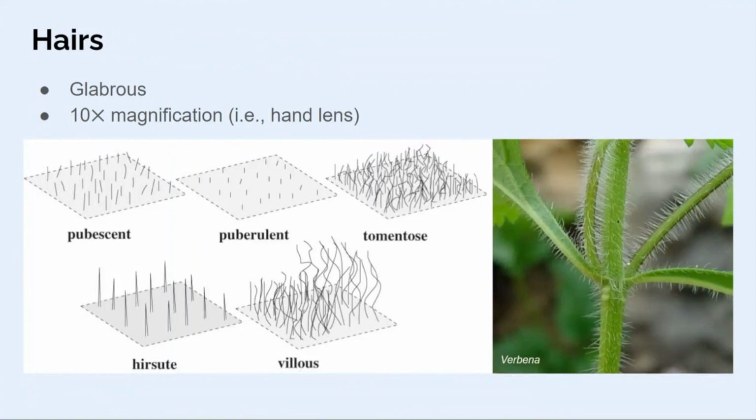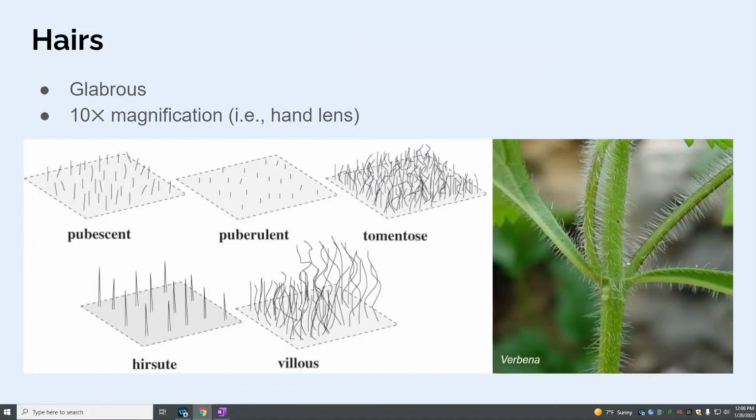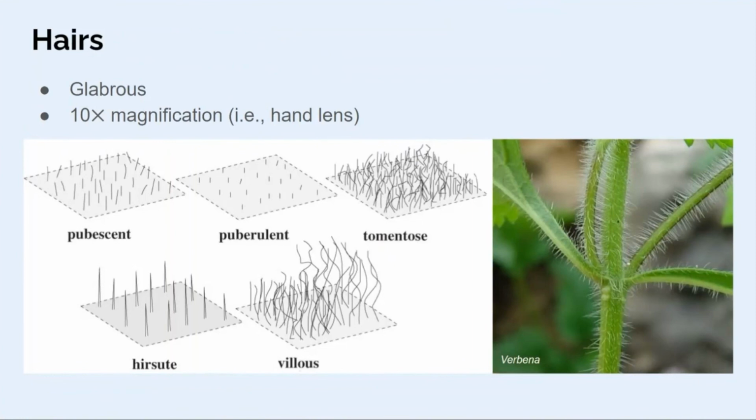The second bullet point is a reminder that if you're looking for hairs, they're often ones that you need some kind of magnification to see. Plant hairs are not always visible to the naked eye, depending on how good your eyes are. Guidebooks basically assume that you've got magnification available. So when we go out in the field, we'll bring our magnification with us.